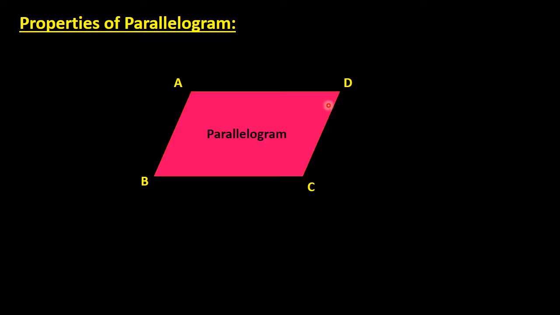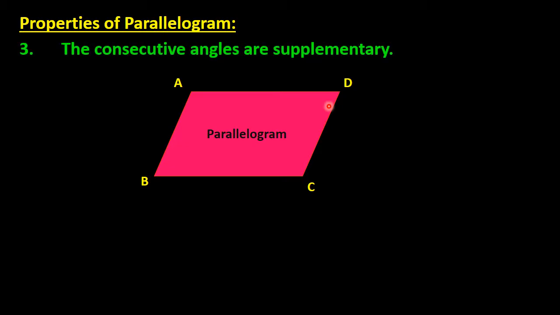Now the third property of a parallelogram is, the consecutive angles are supplementary. Consecutive means adjacent angles, and when we add them, we get 180 degrees. For example, angle A and angle B are consecutive angles. Angle B and angle C are also consecutive angles. Angle C and angle D are also consecutive angles. And if we add the consecutive angles, for example angle A and angle B, then we get 180 degrees.